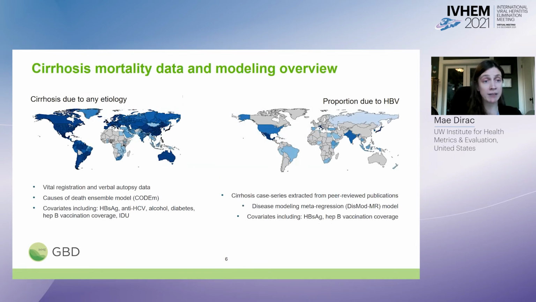Here I'm showing data coverage on the left for mortality due to cirrhosis of any etiology from vital registration and verbal autopsy data. Again, we produce estimates using a modeling technique that incorporates predictive covariates and also spatiotemporal smoothing techniques. On the right-hand side, I'm showing the data coverage for our models of what proportion of cirrhosis is due to hepatitis B, using data extracted from cirrhosis case series, and again, using our DisMod-MR model and predictive covariates.